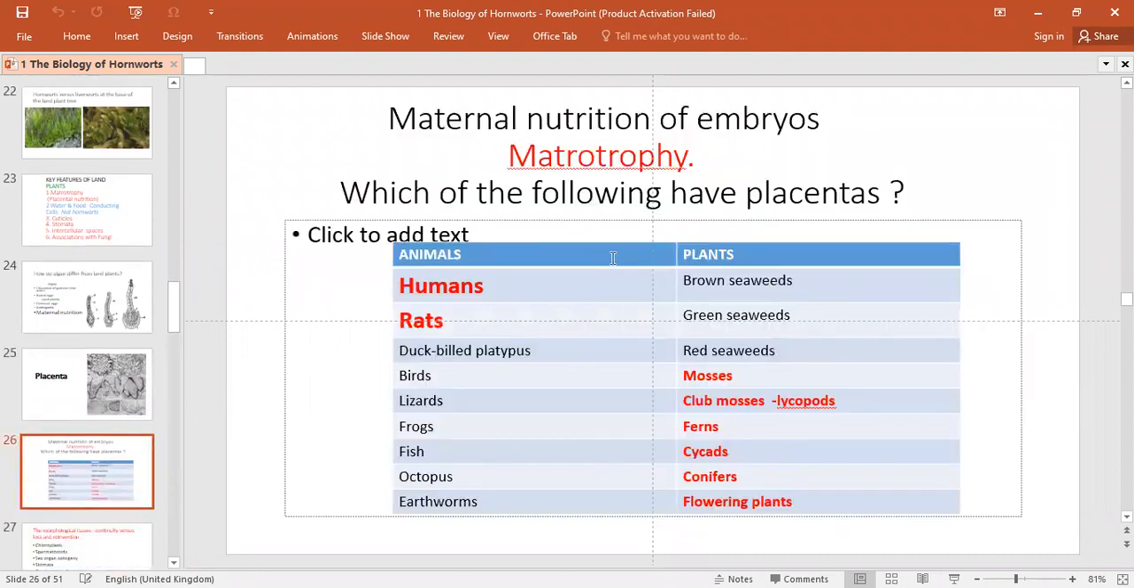So where do we see maternal nutrition in the living world? Which of the following have placentas? If we had a bit more time, I could give you a test and we'll test you at the end of the presentation. Humans and rats and mammals have placentas, whereas none of this lot do: platypus, birds, lizards, amphibians, reptiles, octopus, earthworms. Looking at plants, the algae don't have placental nutrition, but mosses, hornworts, liverworts, and all land plants have placentas. So I said, why do you look like a plant? Because you've got a placenta.